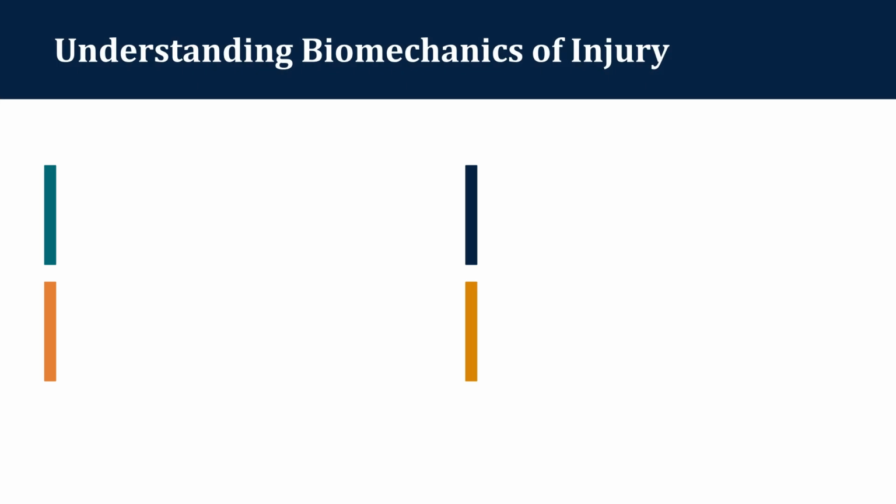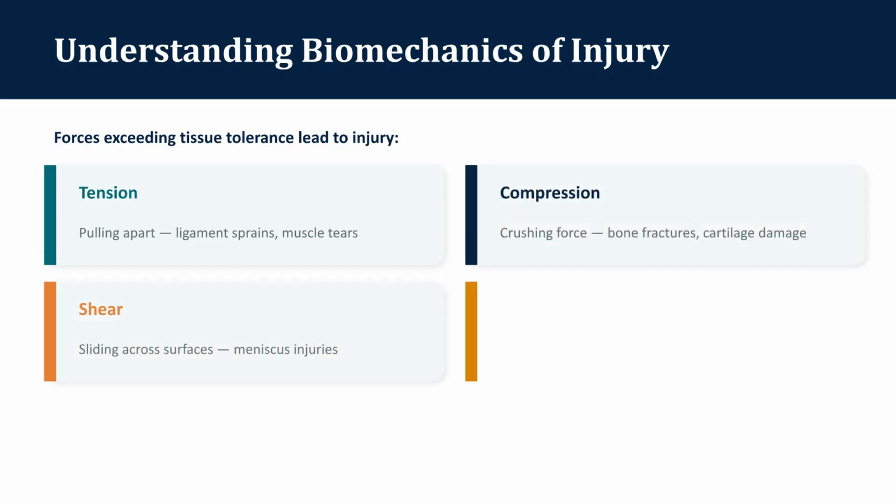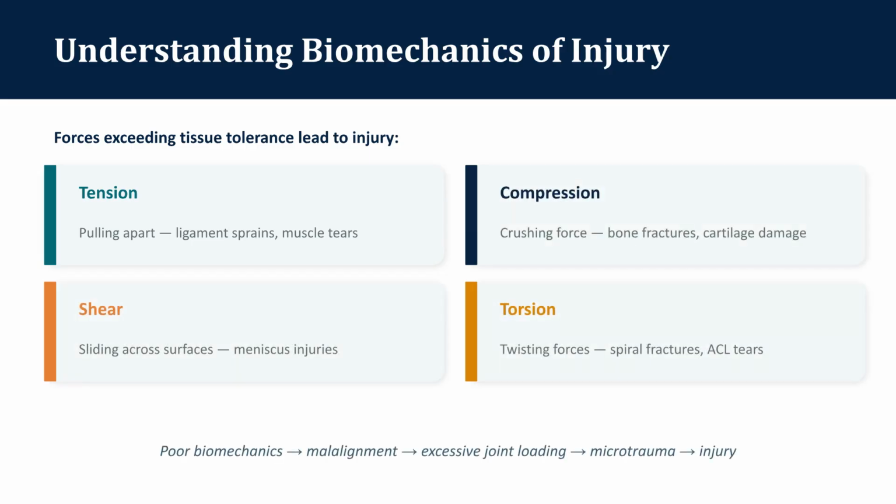Injuries happen when forces exceed tissue tolerance. There are 4 main types of mechanical forces at play. First, tension, a pulling force that causes ligament sprains and muscle tears. Second, compression, a crushing force that leads to bone fractures and cartilage damage. Third, shear, a sliding force across surfaces, like what happens in meniscus injuries. And fourth, torsion, a twisting force that causes spiral fractures and ACL tears.